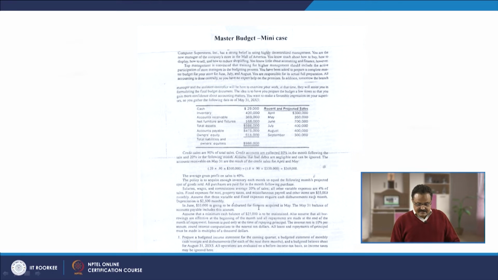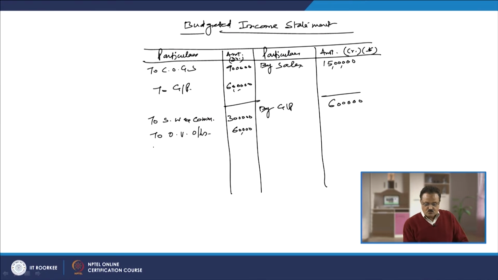here somewhere it is written in the case, if you read it carefully. Yes, assume that these variable and fixed expenses require cash disbursement each month. Depreciation is $2,500 monthly. It means how much is the depreciation total for the quarter? That is 25 into 3, which is $7,500, the depreciation amount, right.